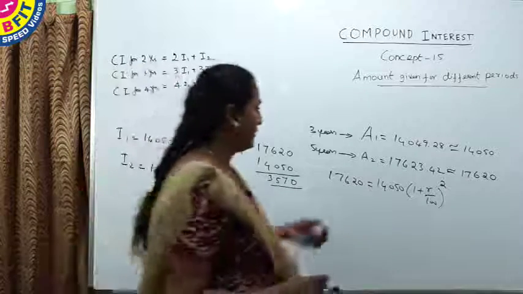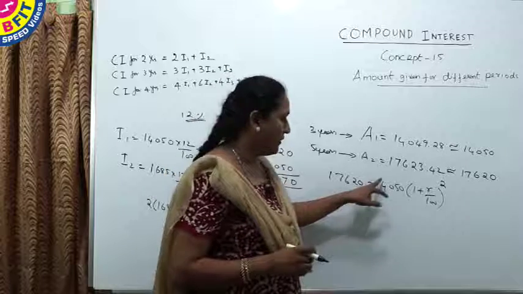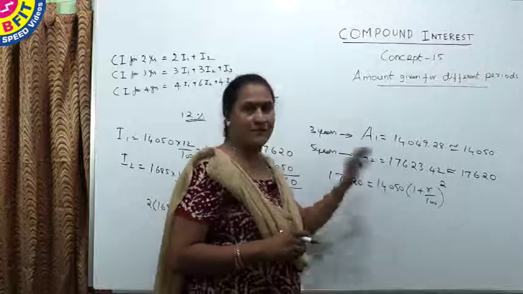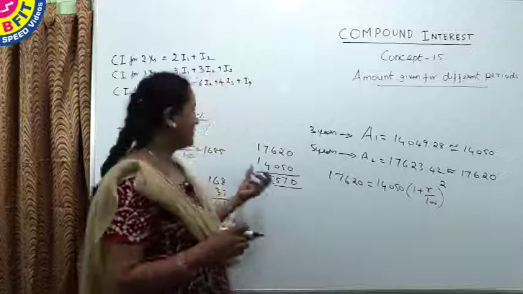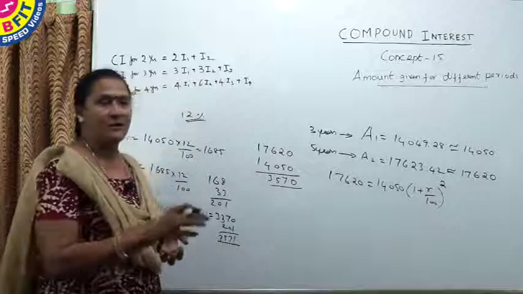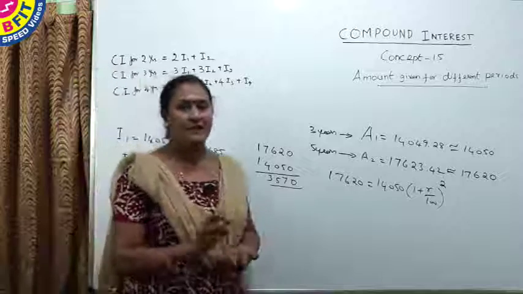So now, taking the 3 years amount as the principal for the remaining period, we have found the 2 years interest on this principal using I1, I2, and we have tallied it with the interest at the rate 12%. So 12% is the rate percent. So we'll see the next concept.